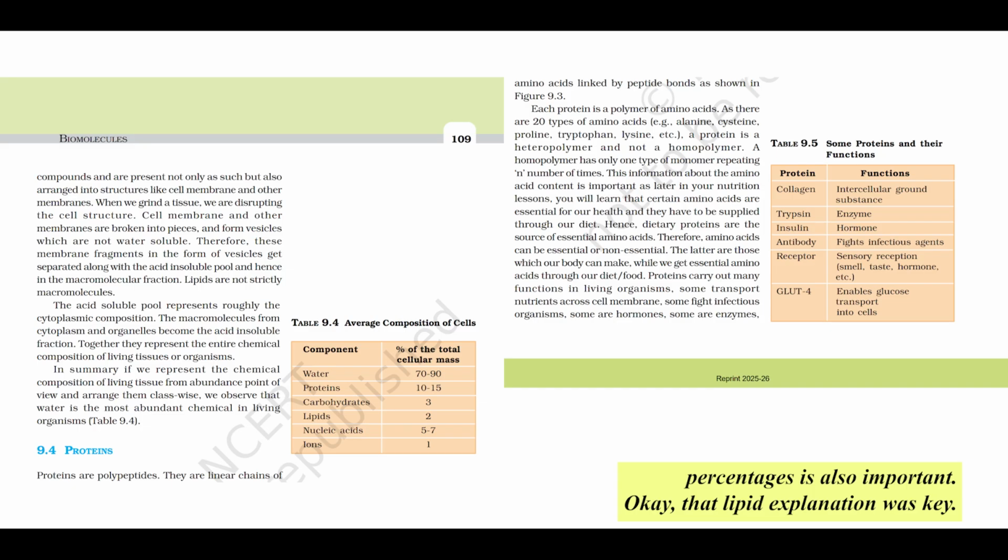Okay, that lipid explanation was key. So we've got the small stuff, micromolecules, and the big stuff, macromolecules, including lipids by association. Let's now really dive into those true macromolecules: proteins, polysaccharides, and nucleic acids.